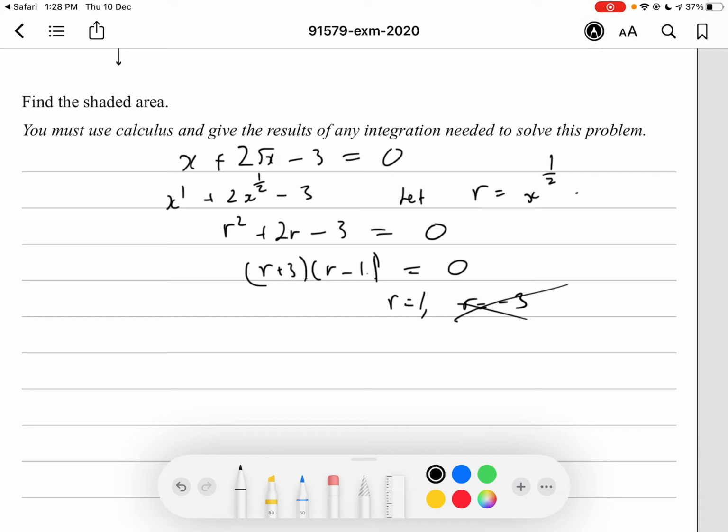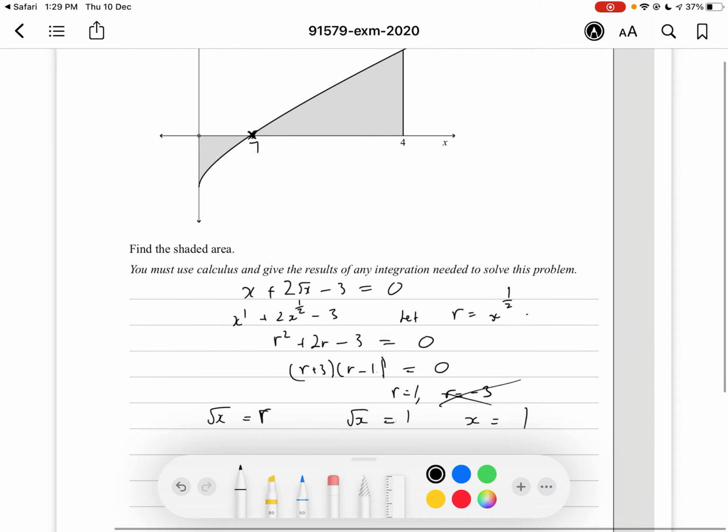And also we know r cannot be equal to negative 3 because square root of x equals r. So if we say that square root of x equals negative 3, that's not possible, since the square root of any number has to be positive. So that's not possible either. So we say that square root of x equals 1. Therefore, x equals 1. So that's our boundary. That's x equals 1 there.